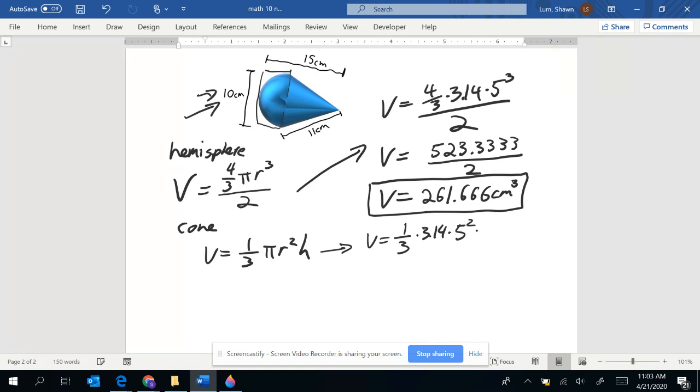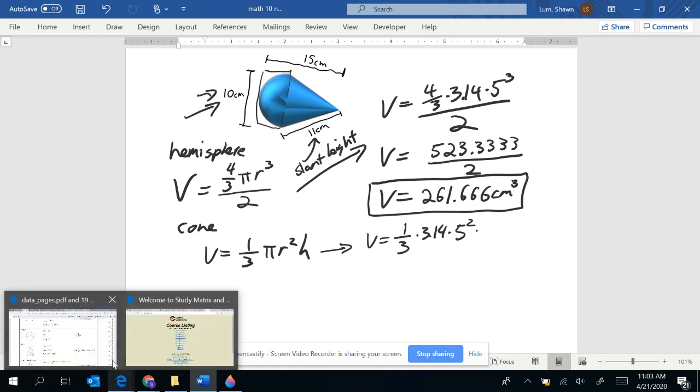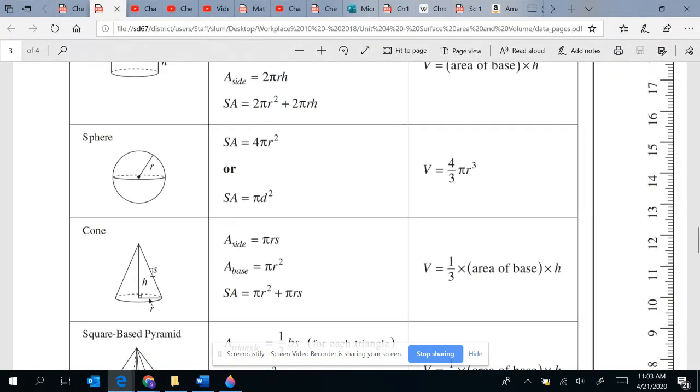times the height. Now here is this very, very tricky part. This number right here is called the slant height. And if you're unsure about that, you can go back to this thing right here, and it'll show you the slant height is right there. We do not want the slant height. The slant height is used for finding out the area. We need to find out the volume. So we need to use the true height. So that is the true height of the center of the circle to the very peak of the cone.